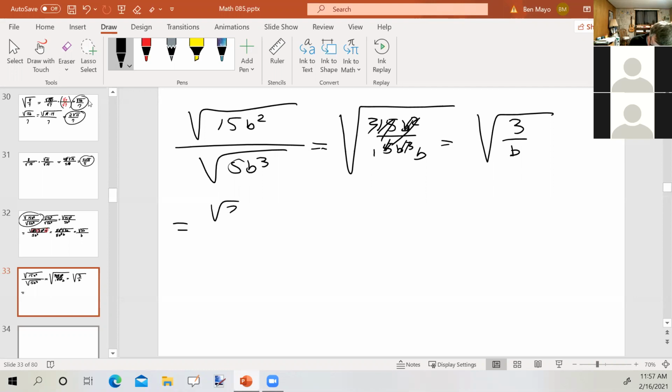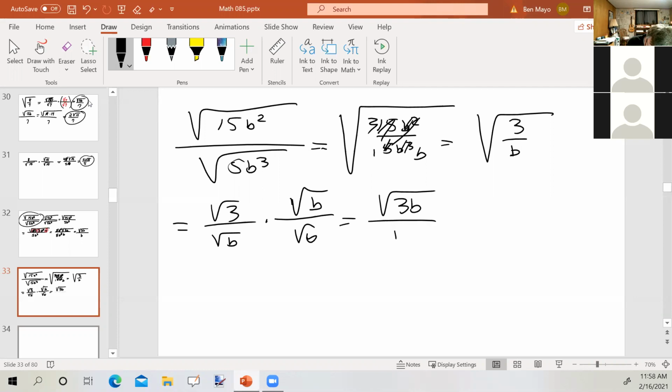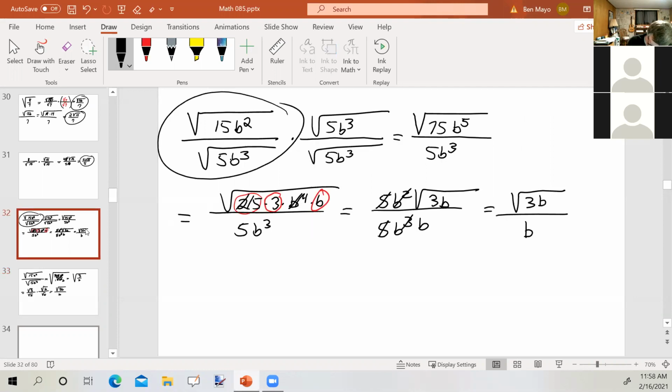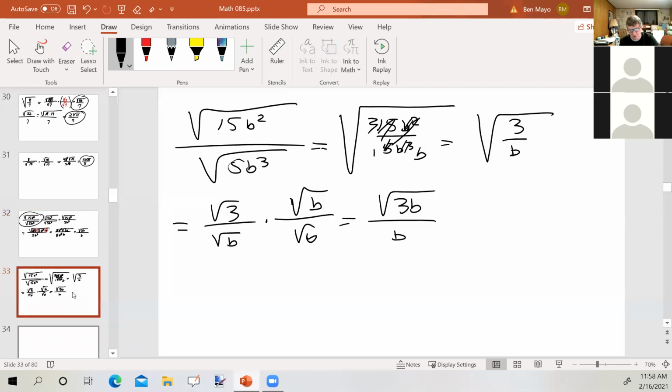Now we'll just multiply by the square root of b over the square root of b, and we get the square root of 3b over b. Same answer, less work. So there's another approach. Okay with that? Yes. All righty.